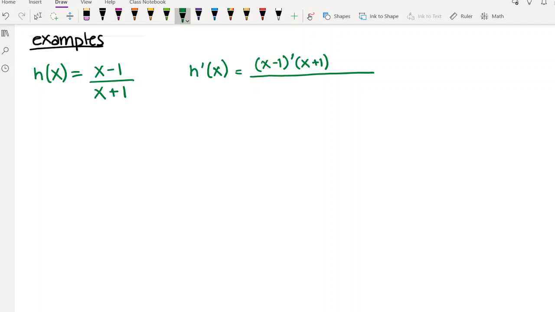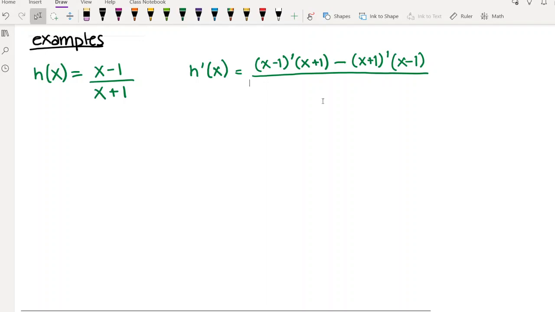Okay, next part of the quotient rule is we subtract the derivative of the denominator. So we're going to do x plus 1 prime, and we're going to multiply that with the numerator. In this case, the derivatives of x plus 1 and x minus 1 are very simple, so doing this whole prime business is probably not really going to make a difference, but I just wanted to start introducing it to you so that when we get to more complicated examples, you kind of know what it means. And so then we're going to divide by the denominator squared.